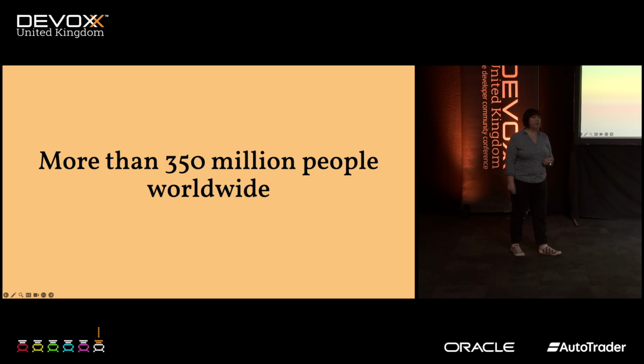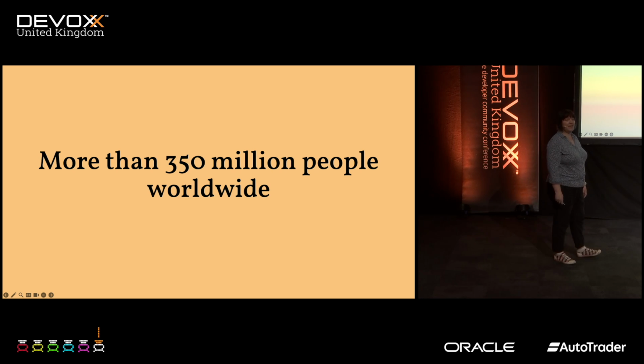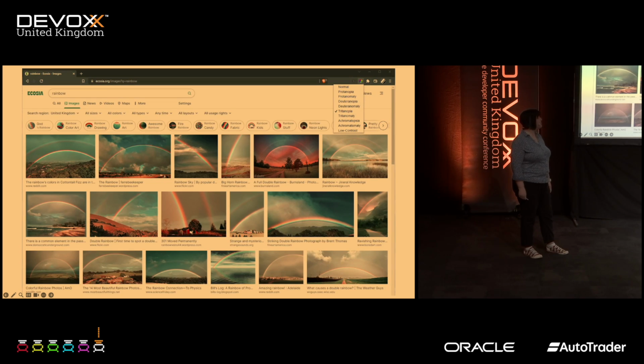And it's actually more than 350 million people worldwide, which is more than the total population of the USA and about half the population of Europe. So it's a lot of people, and if you think of it like that, rather than 4.5%, it makes a big difference, I think. Now, there's a few things we can do with this.